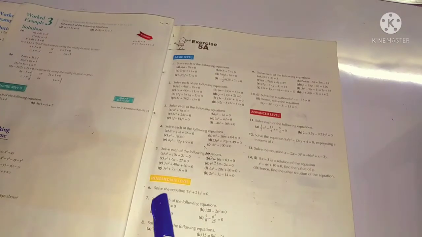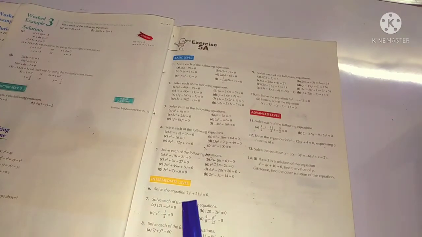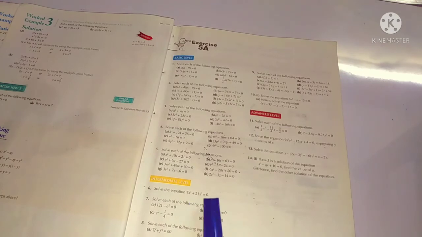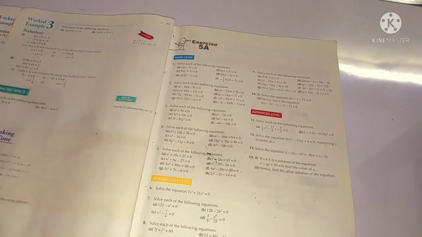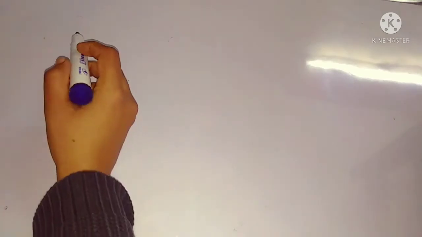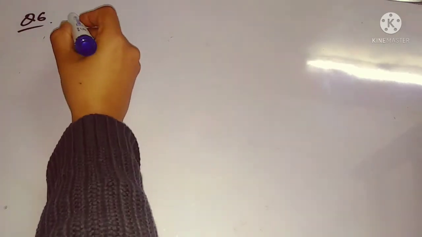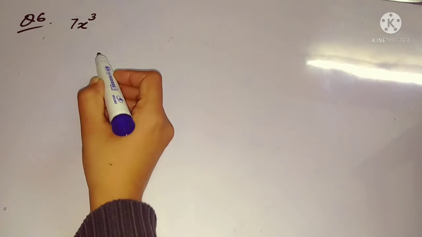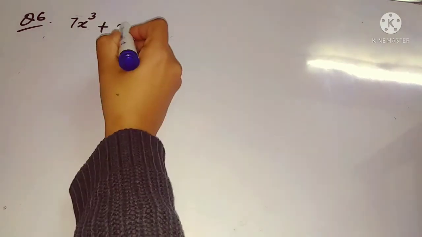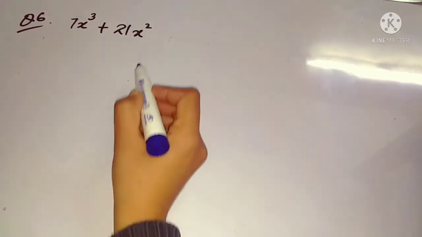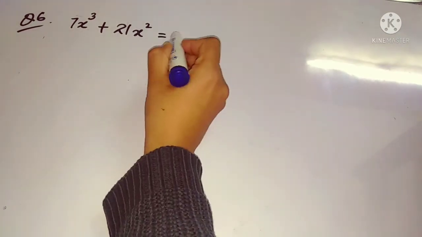So question number 6 is: solve the equation 7x cubed plus 21x squared is equal to 0. So we have to solve this equation. It means that we have to make x the subject. We have to find out the value of x because x is the variable in this equation. So in question number 6, the equation which is given is 7x cubed plus 21x squared is equal to 0.